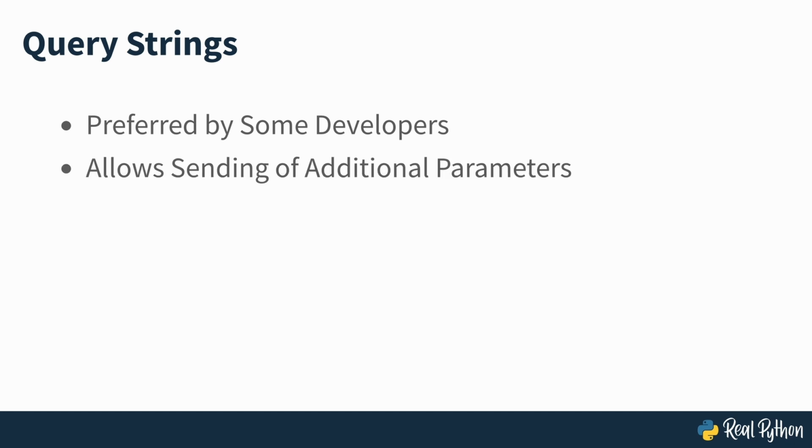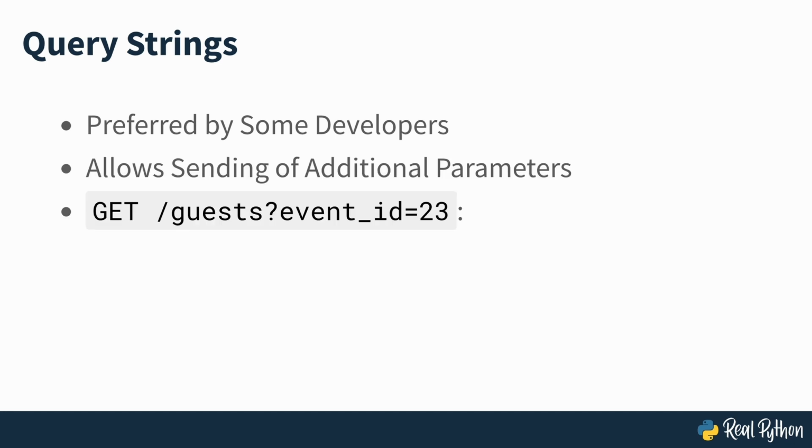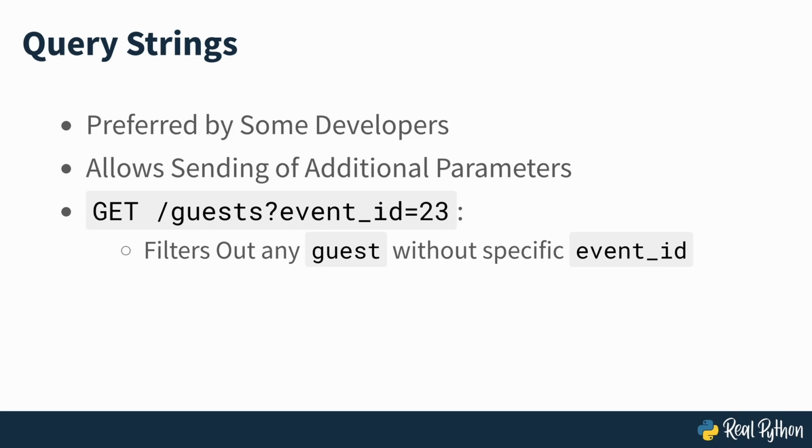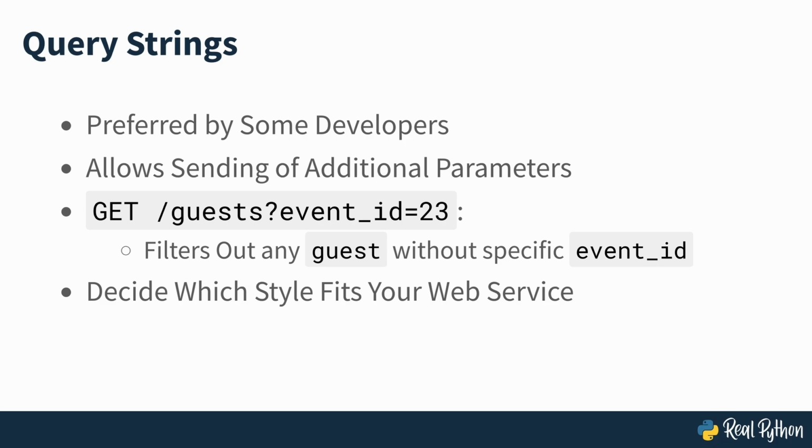A query string allows you to send additional parameters with your HTTP request. In the endpoint seen on screen, you append a query string to get guests for a specific event ID. This endpoint will filter out any guests that don't reference the given event ID. As with many things in API design, you need to decide which method fits your web service best.